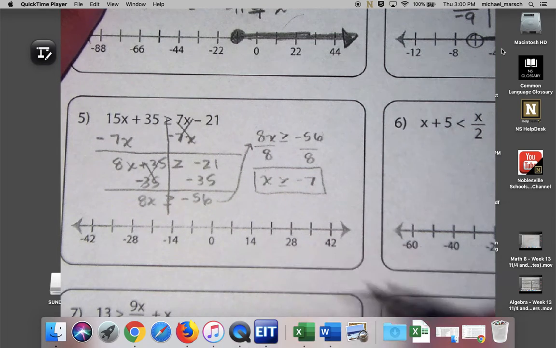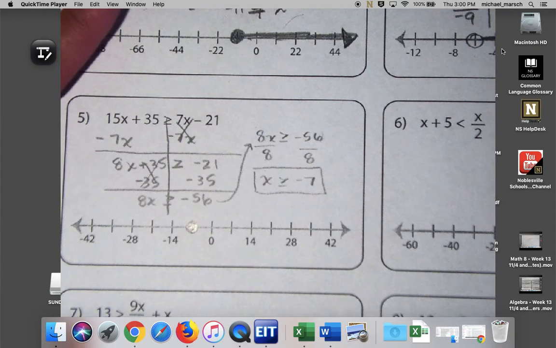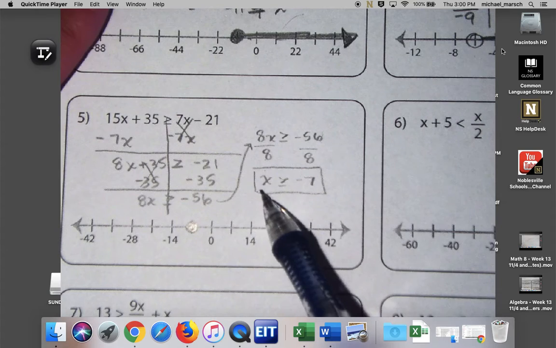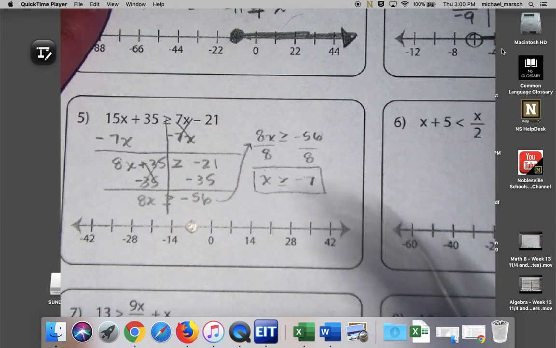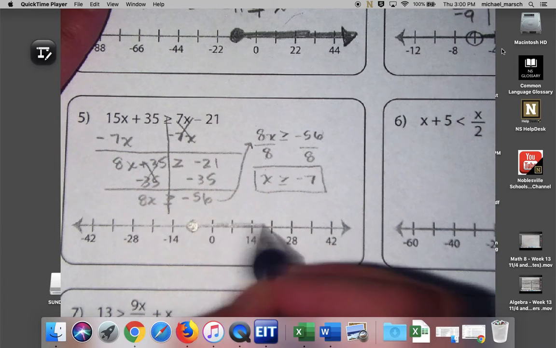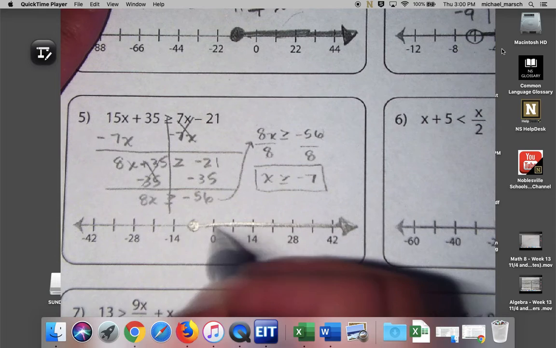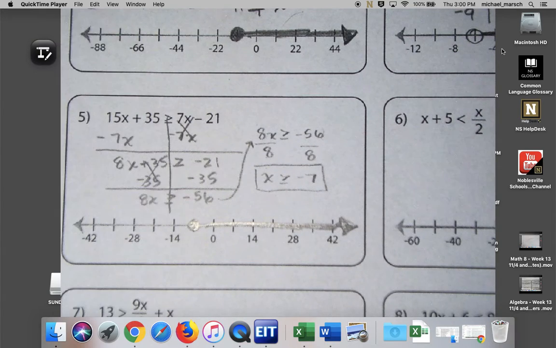If there is no negative, you have to flip it. No, not quite. You and I can work on it more later. So x is great. I don't even have to rearrange this. The x is already on the left, which is nice. So I'm going to fill in my point, draw my arrows. X is greater than or equal to negative 7.